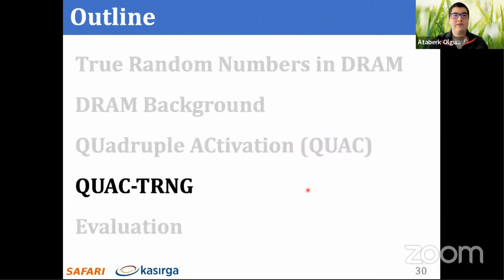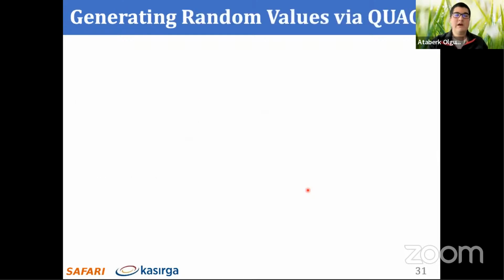Next, I'll describe how we develop QUAC-TRNG based on QUAC operations. First, we will see how we generate random values in DRAM sense amplifiers using quadruple activation. I will describe this over an example.